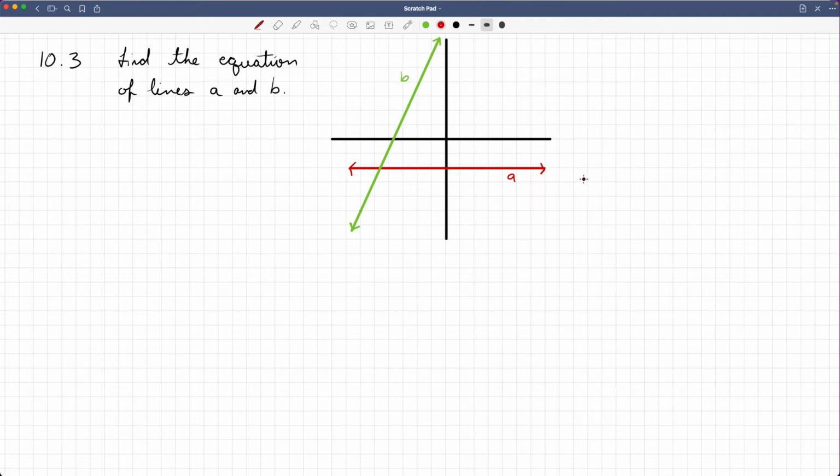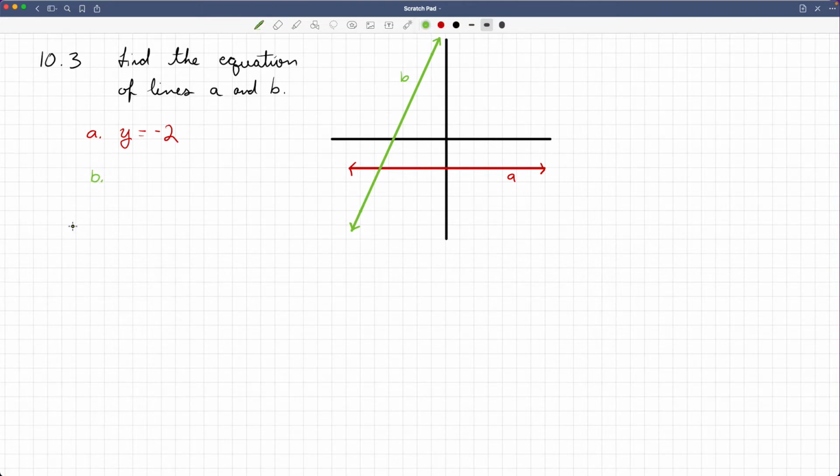All right, example 10.3 says to find the equation of lines A and B. So let's start with line A, and I'm going to do it in the red color that A is illustrated in. Here we have a horizontal line where the y value is going to be a constant regardless of what point it is on the x. And that constant is going to be -2. So because it's crossing the y-axis at -2, y is equal to -2. That's all you have to do for A. So let's look at B.